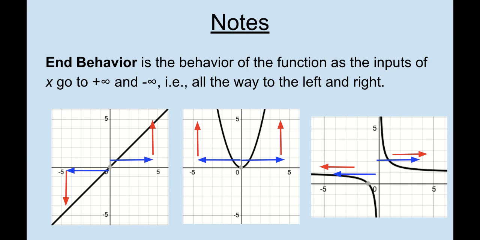Okay, so end behavior can either be infinite or it can level out to a y value. That's actually a horizontal line. When you look at end behavior, just ask yourself, what are the y's doing as the x's go all the way to infinity and all the way to negative infinity. That's all we're doing.